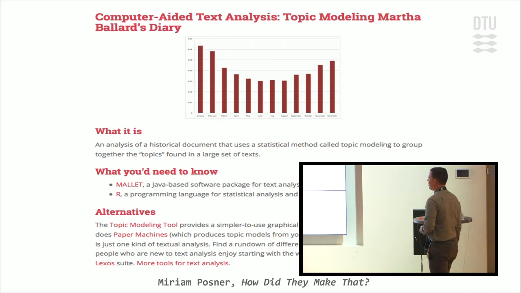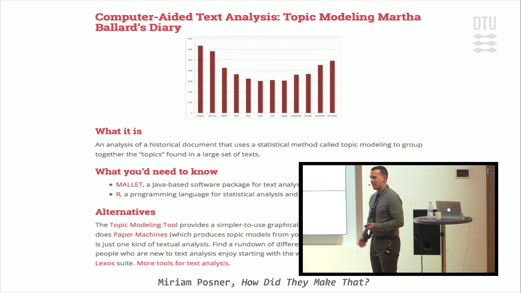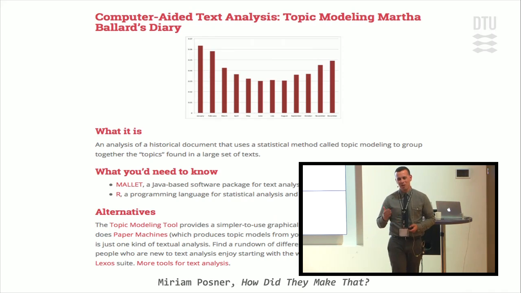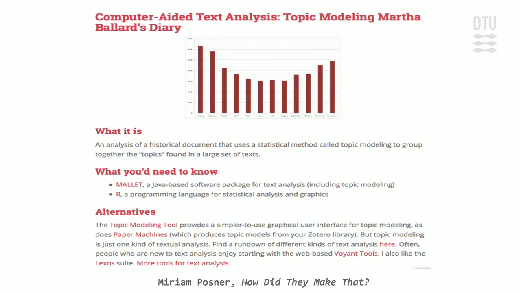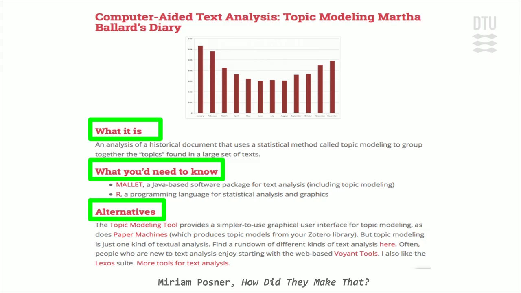And there are some approaches to trying to help people navigate that process of trying to figure out, well, how could I do a similar thing? How could I reverse engineer this project? One in particular that Miriam Posner put forward a couple of years ago is called How Did They Make That? It's a simple question. She takes a project, she asks the question, how did they make that? And then she moves through three sections. What the heck is this thing? What are the tools that I would need to know? And what are alternative methods or resources that I could use to try and explore something similar?